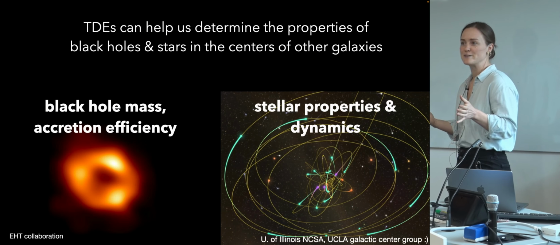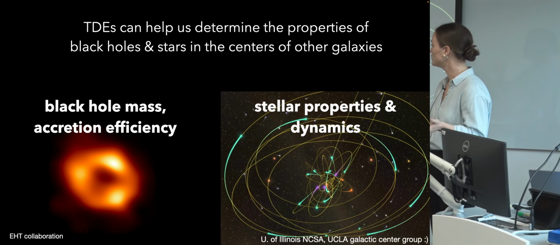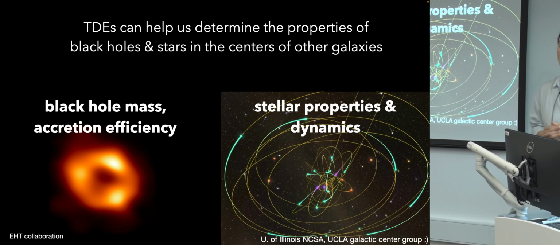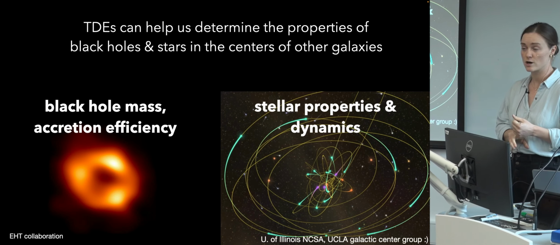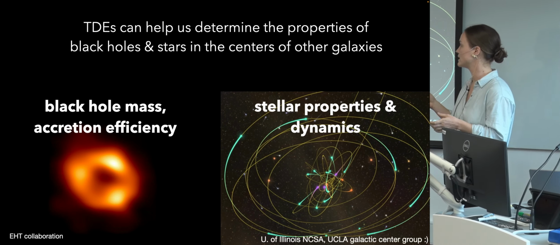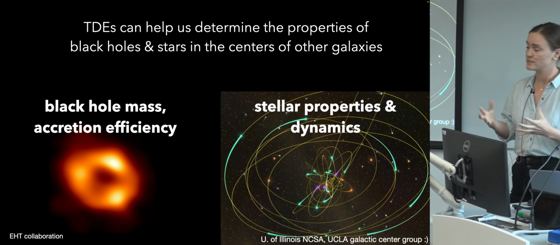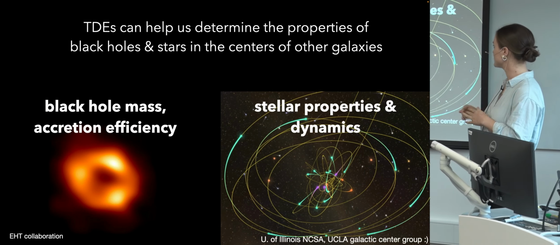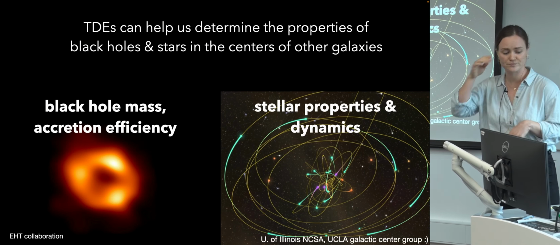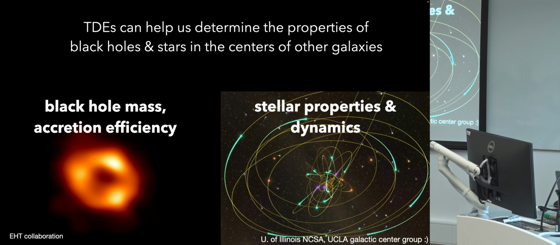So why do we care about tidal disruption events? Well, apart from just being cool, we can learn a lot of things about the disrupting black hole and the star. So we can try to estimate the black hole mass and accretion efficiency. These are often super-Eddington accretors. We can also learn something about the stellar properties and dynamics in the very centers of the galaxy.